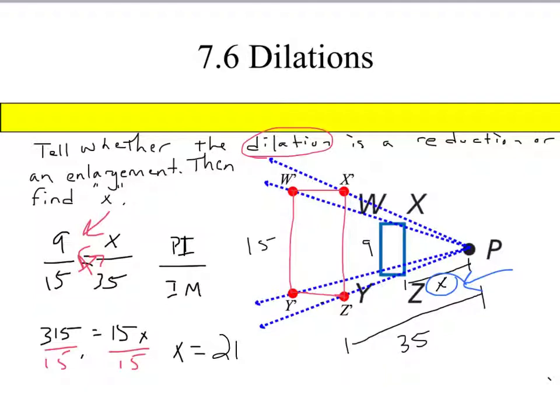Now, if I look at this shape, I'm going from my pre-image to my image. When I do that, I want to know if that's a reduction or an enlargement. So if you look at my pre-image and I go to my image, is that going to be a reduction or an enlargement? It is going to be an enlargement. Okay, an enlargement.